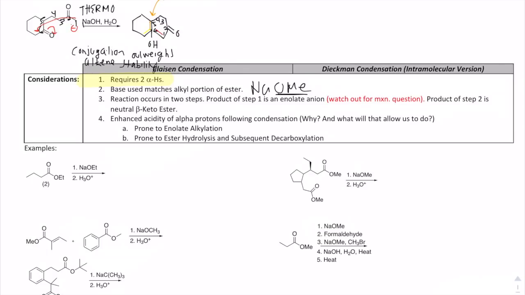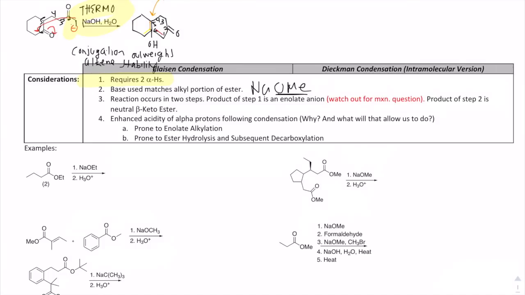The reaction occurs in 2 distinct steps. We saw with the aldol reaction under thermodynamic conditions, like above over here, it was just one set of reagents, sodium hydroxide and water. Here we're going to see it's two distinct steps, and that will also make sense in the mechanism. The product of step 1 is going to be an enolate anion. That's the end product. And the product of step 2 is going to be the neutral beta keto ester, and that's the result of a protonation step. And we'll see that again when we do an example of the mechanism.